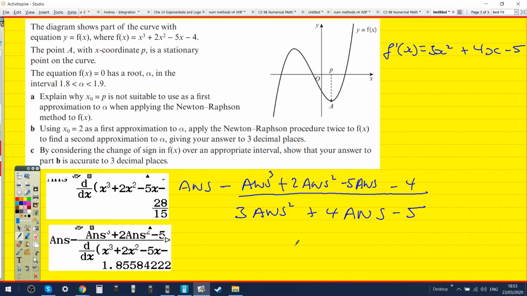Okay, we have 1.856. Our upper bound is 1.8565, and our lower bound is 1.8555. There we go.